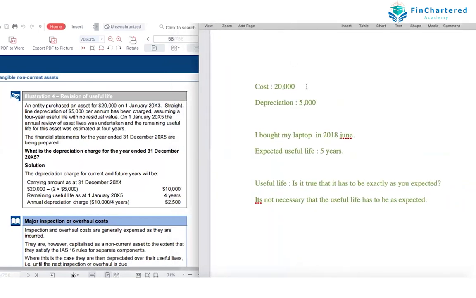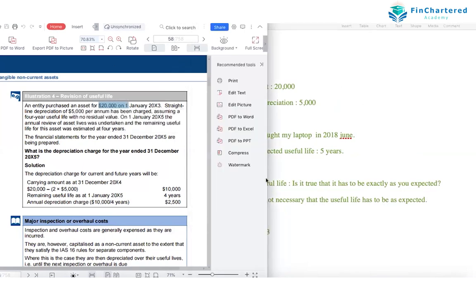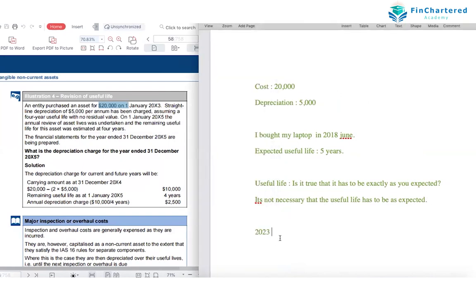Right? So, see, bought the asset in 2023. First year, as usual, I depreciated. We said yearly depreciation is 5,000. The question is over here in blue.